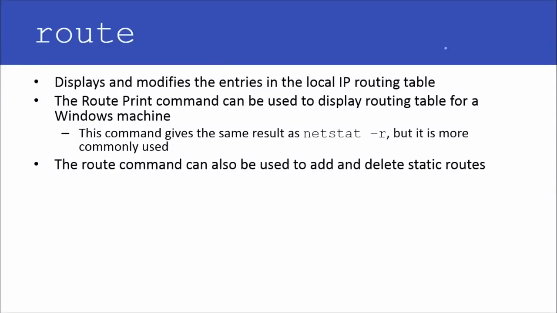All right. The route command. Let's take a look here at our presentation. You can use it to display and modify entries in the local IP routing table. So your computer has a routing table, your local host has a routing table, and you can combine it with the route print command to display the routing table for a Windows machine. This is going to give you the same results as the netstat -r command, but it's a little bit more commonly used. So you can also use it to add and delete static routes. So let's take a look at this one in action.